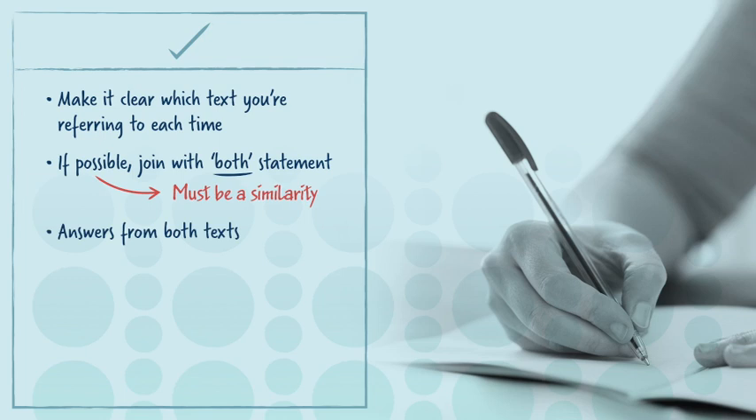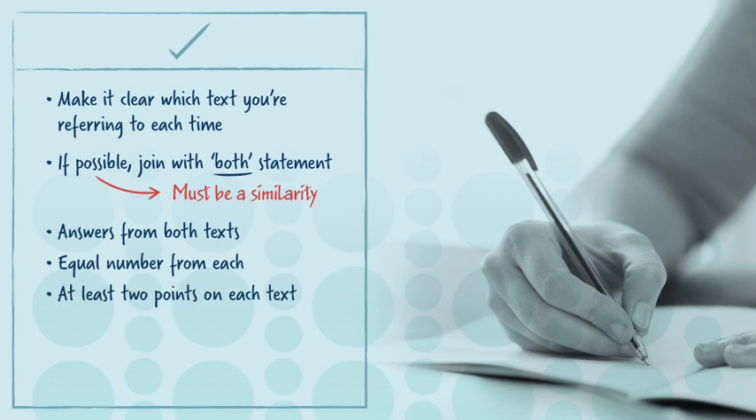Include answers from both texts, and try to include an equal number from each. And try to give at least 2 points on each text. If you only offer 1 answer and it's wrong, your marks will be limited to 1 mark overall. Finally, make sure you stay focused on the question and refer to the keywords.